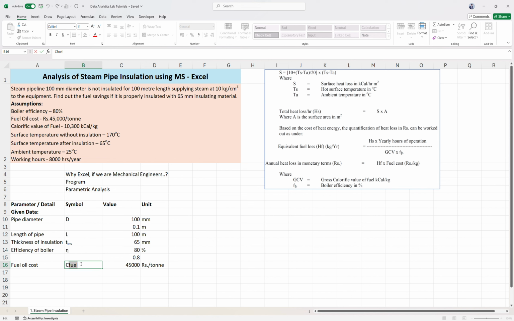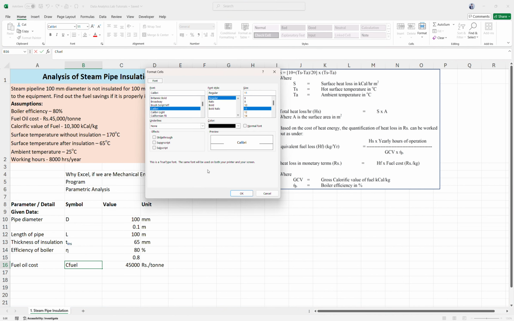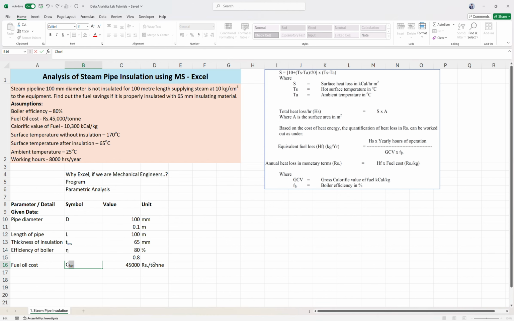In the same way, if you want, you can convert this in the subscript also. Remember, Excel will not care about this. It is only bothered about these numerical values and the commands that we provide to it. As long as our mathematical commands are good, it does not care about these two particular columns. They are for our understanding. Then next one is calorific value of fuel. So GCV of fuel, I will use the same symbol GCV, 10,300 kilocalorie per kg.